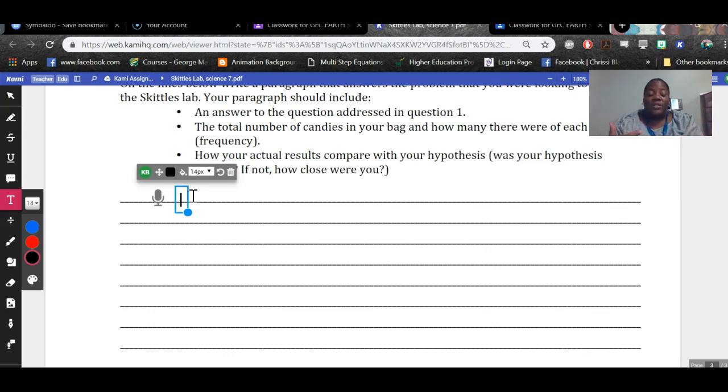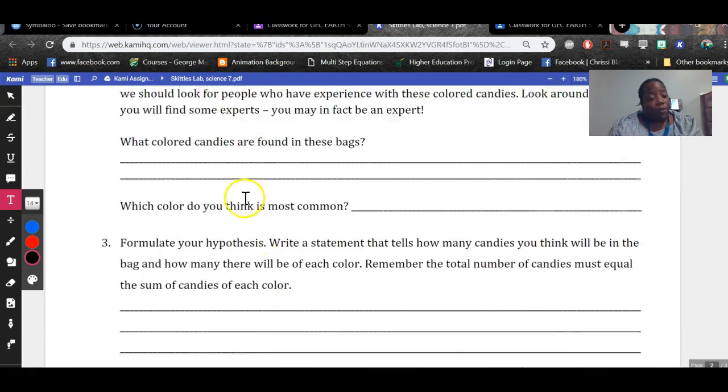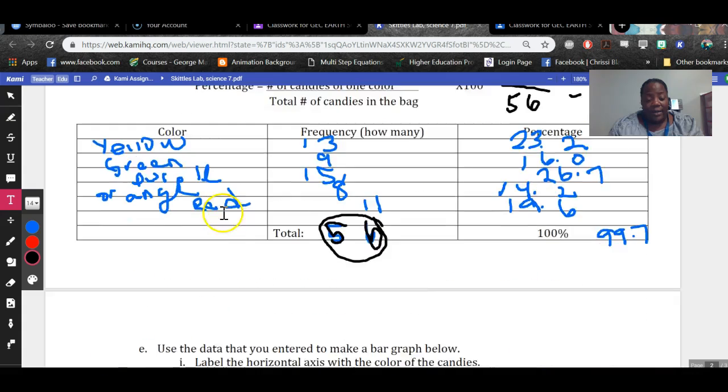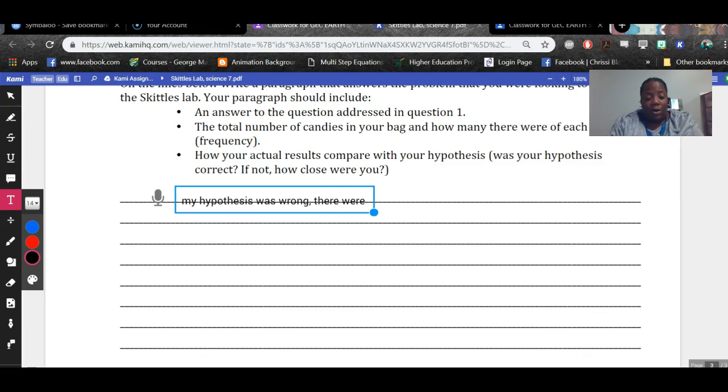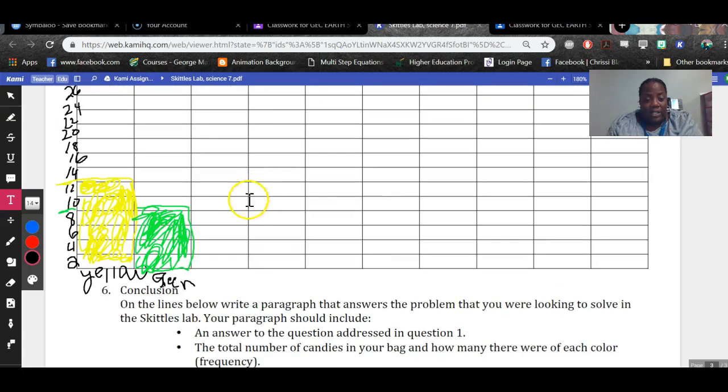And remember, the best way to do this is start by saying if your hypothesis was right or wrong, because you will know if your hypothesis is right or wrong according to the information that you put here, okay? So now, most of us will be wrong because we're off with how many of each color there was as we were guessing, right? Making our educated guess. So I'm going to put my hypothesis was wrong. And then I would put there were really, and then you put the correct numbers in.